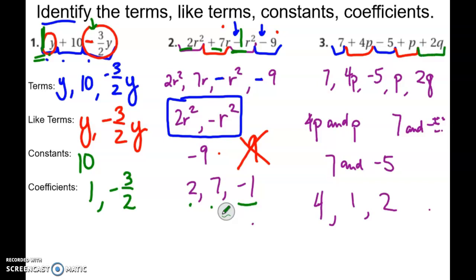So I just listed those 5 terms. Remember, no gaps, no spaces. Put all your negative signs. Make sure you list those like I did here. Okay, like terms, I have 2 sets.